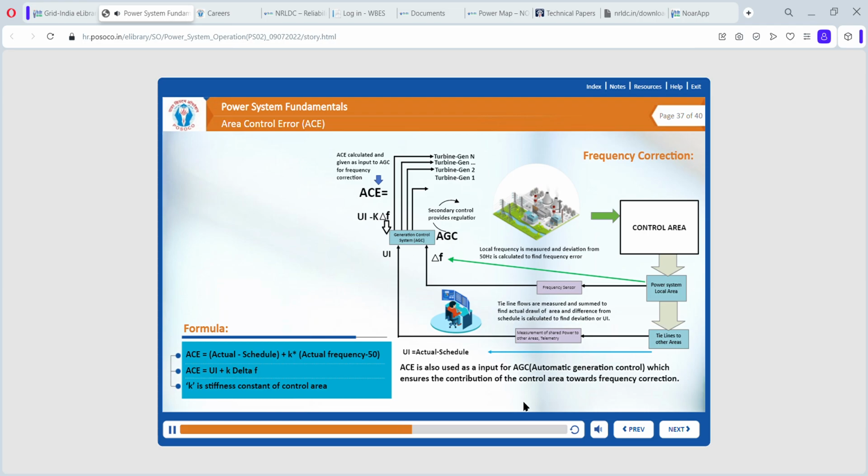ACE is also used as an input for automatic generation control or AGC, which ensures the contribution of the control area towards frequency correction. Interconnection frequency is sensed and its deviation from scheduled frequency, 50 Hz, is calculated and this frequency error along with UI is fed to AGC module. AGC output accordingly gives signal to control area generators to increase or decrease generation to maintain frequency at scheduled frequency.